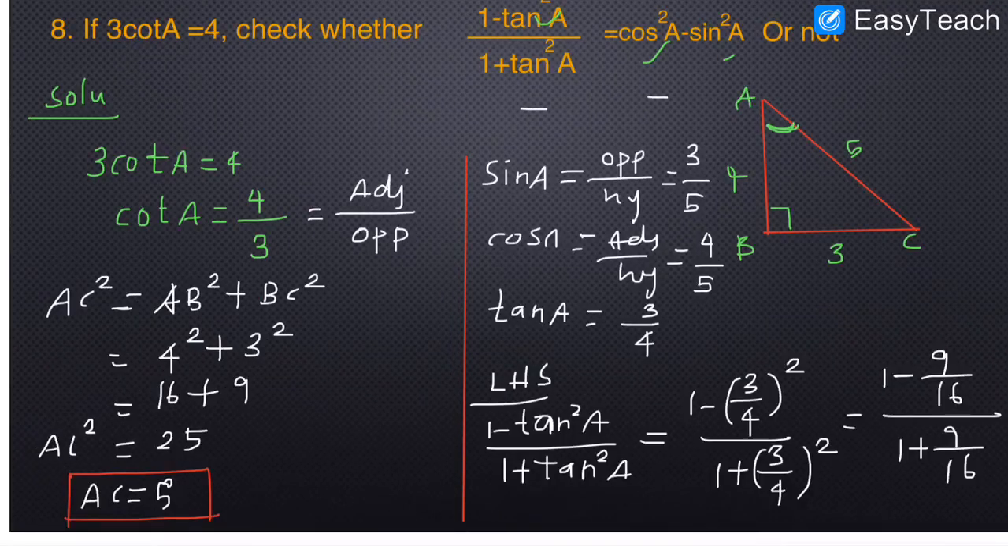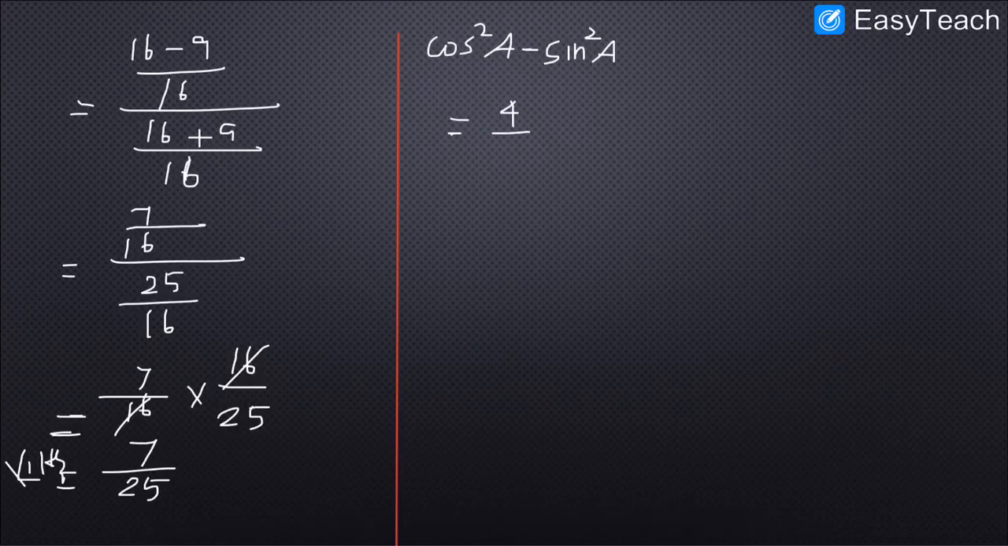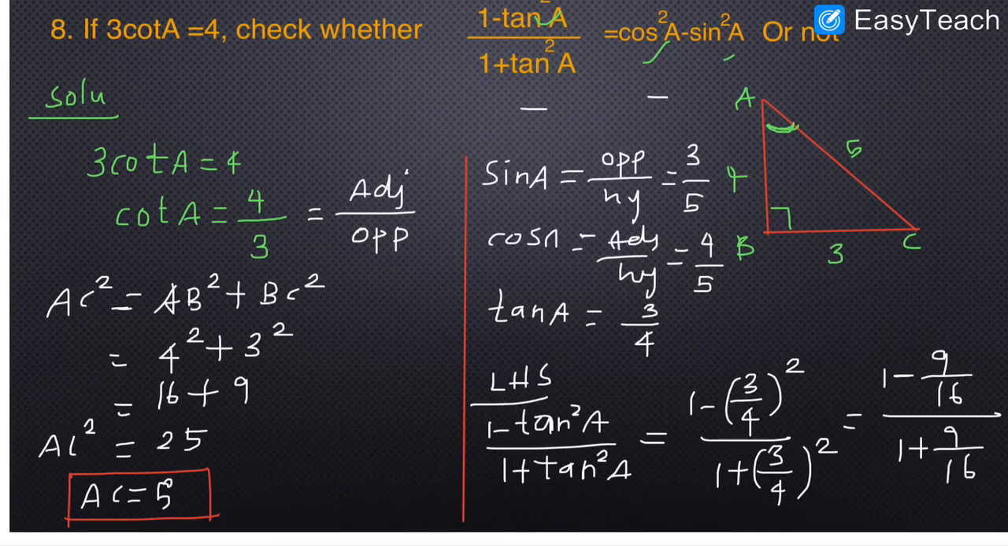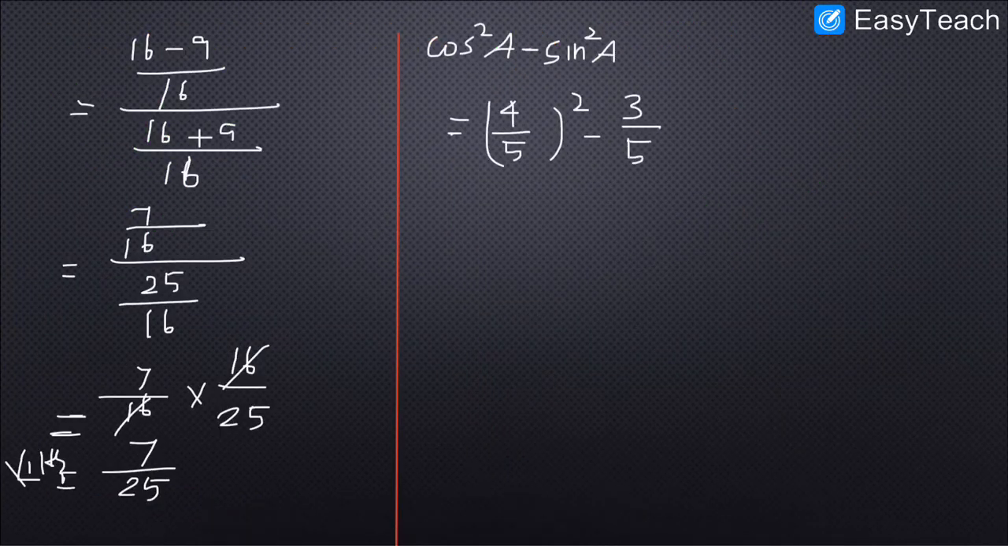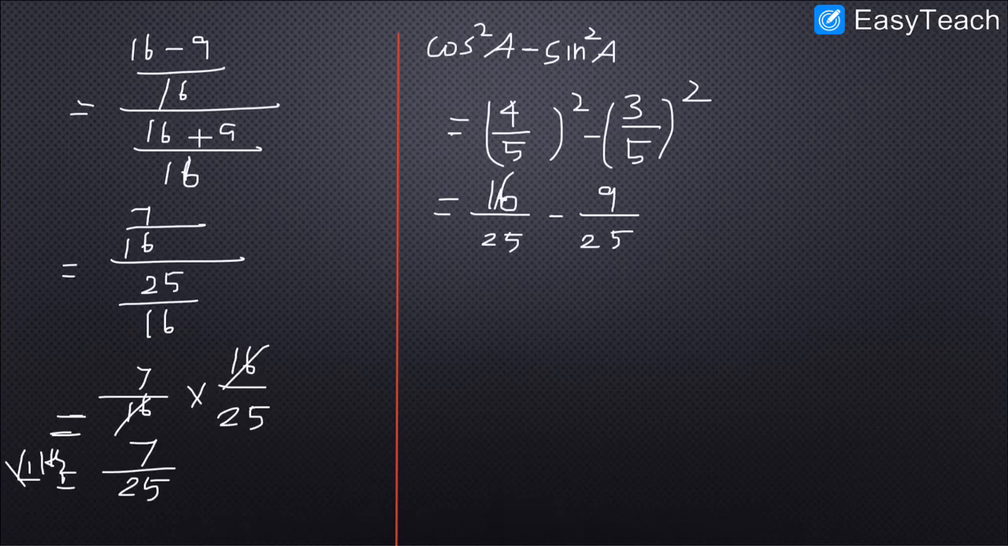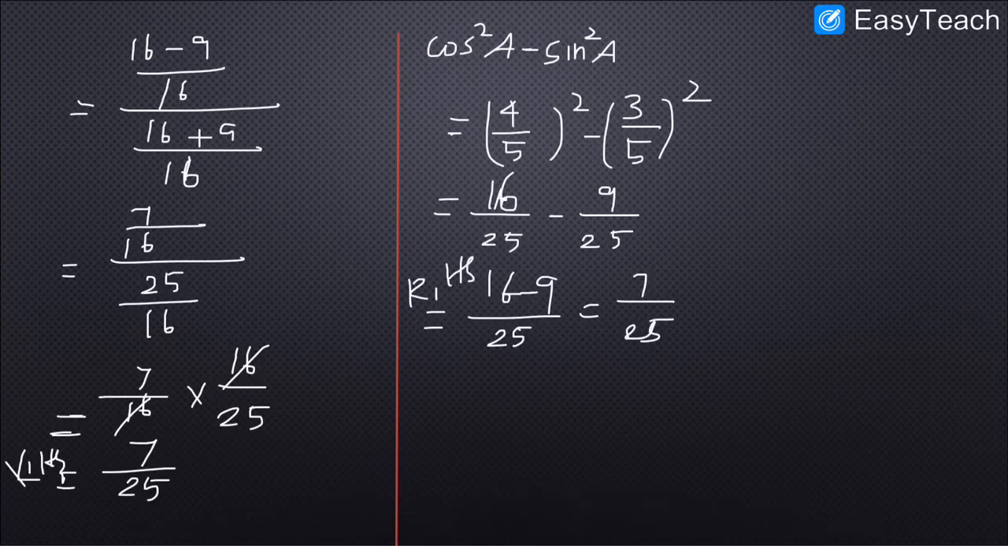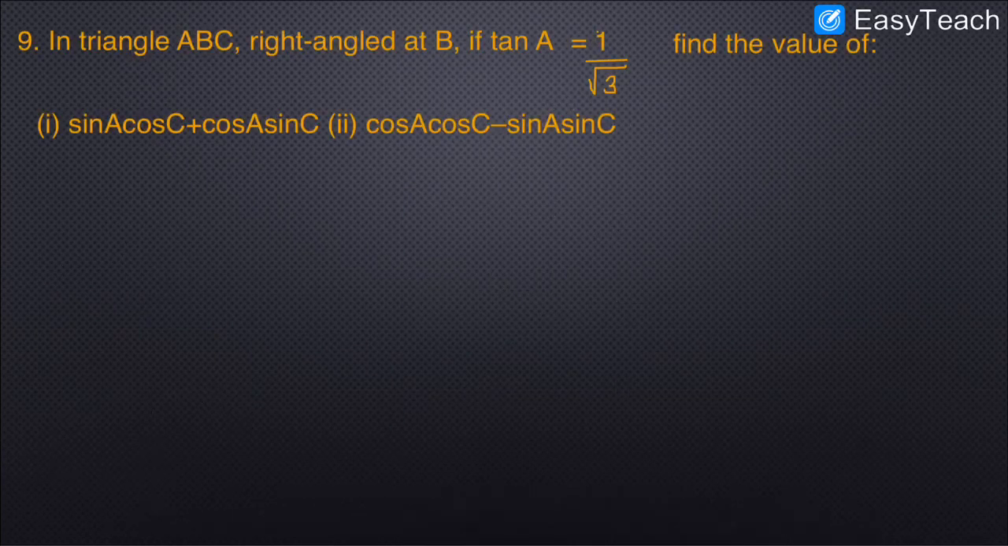Let us substitute the value. For cos A we have 4 by 5, so 4 by 5 the whole square. For sin square A, 3 by 5 the whole square. So, 16 by 25 minus 9 by 25. I hope you got the answer. So, 16 minus 9 is 7, over 25. This is RHS. So, both are equal. Left hand side and right hand side are equal.